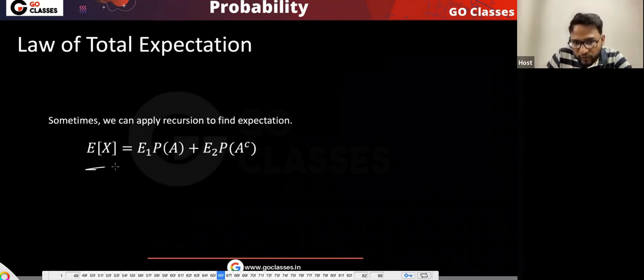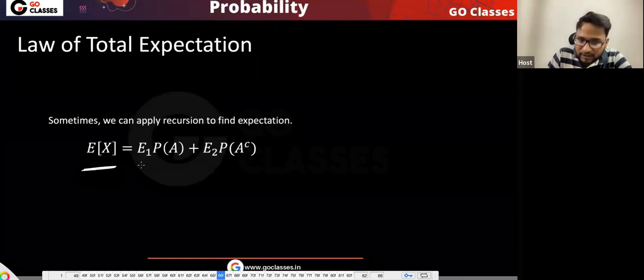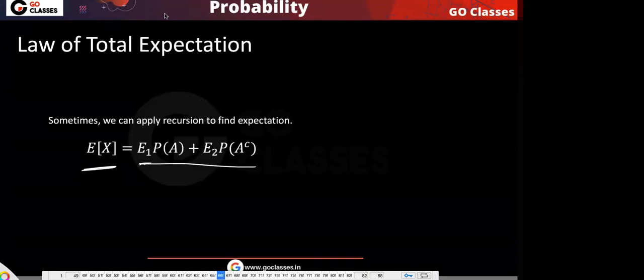It says that if you want to find the expectation of X, let's suppose there is an event A. You will say, if that event happened, then what is the expectation of X? If that event doesn't happen, then what is the expectation of X? Very easy. So if you want to find the expectation of any random variable X, you will say that maybe there is an event. If that event happens, then what is the expectation of X? If that event doesn't happen, then what is the expectation of X? That's how we are going to find the expectation of X.